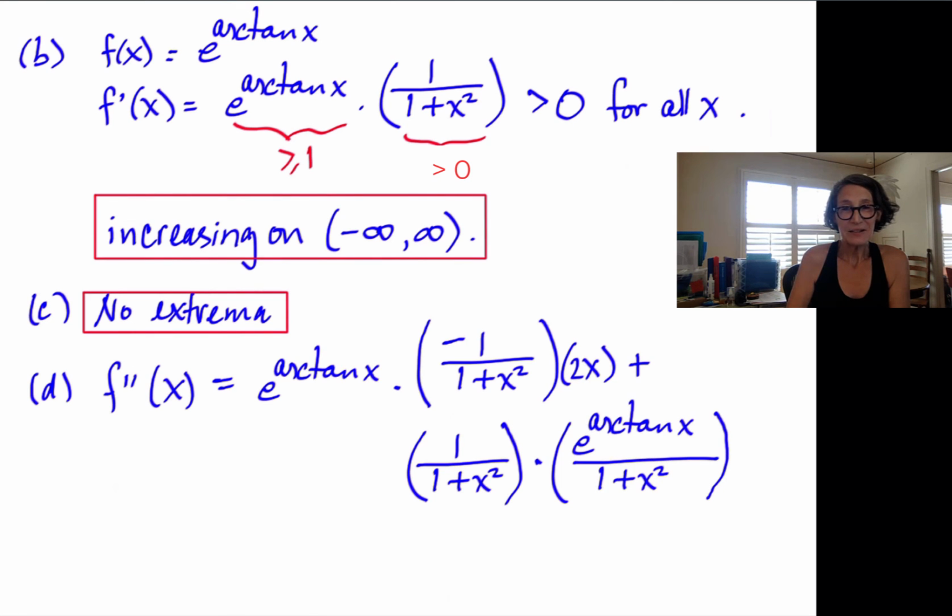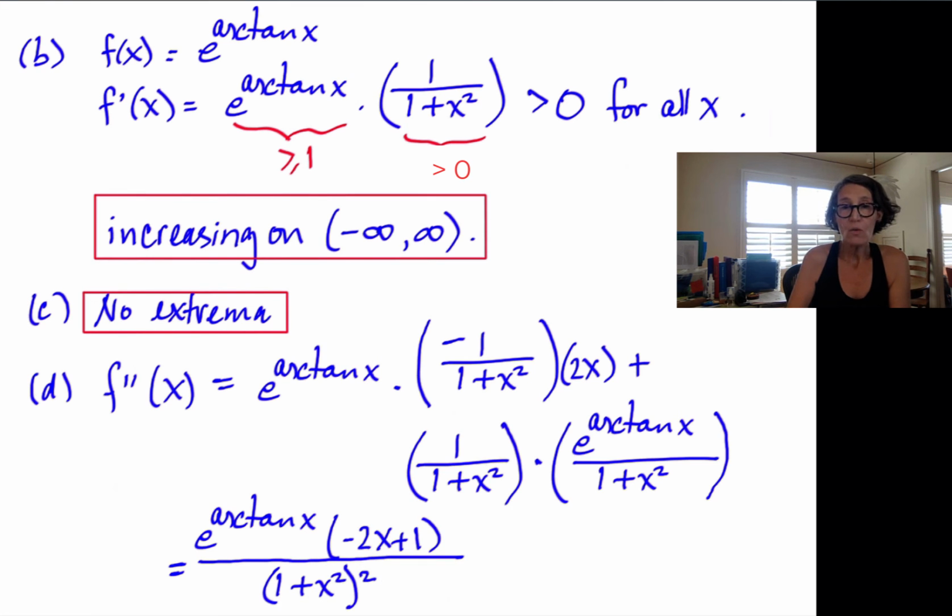All right, so this is kind of a complicated looking second derivative. We can clean it up a tiny bit. It's e to the arctangent of x times negative 2x plus 1 all over 1 plus x squared squared. So now we want to find where this changes sign, where it's positive and where it's negative to find the intervals of concavity, and then we need to figure out, does it actually change sign, and that'll give us the points of inflection.